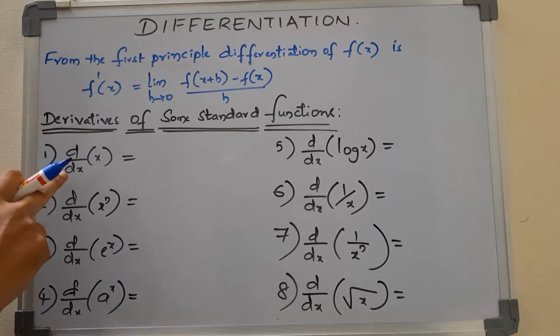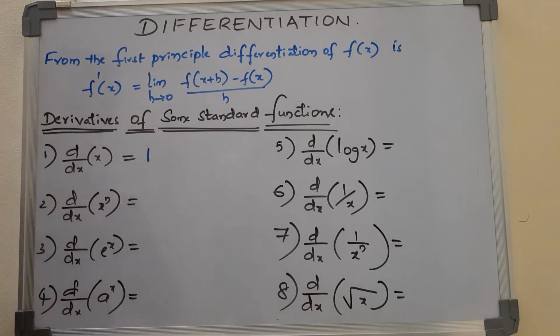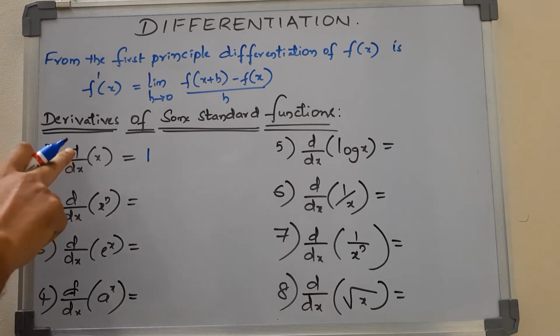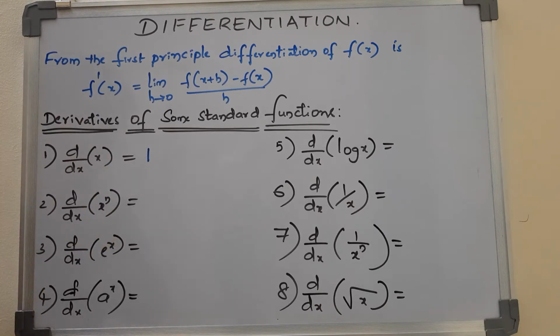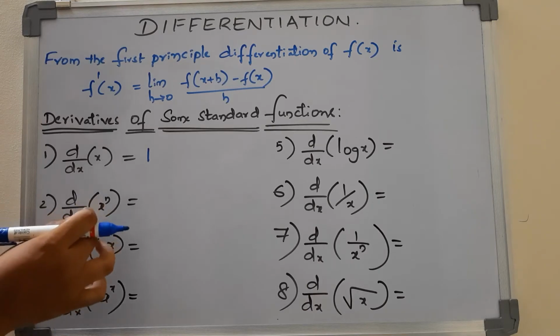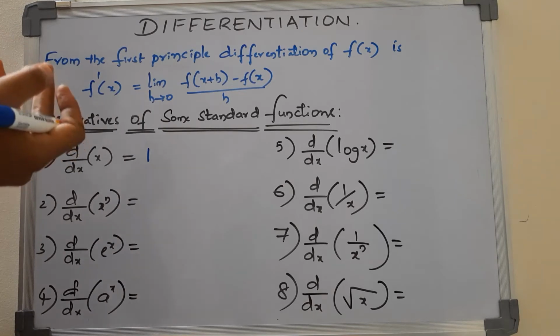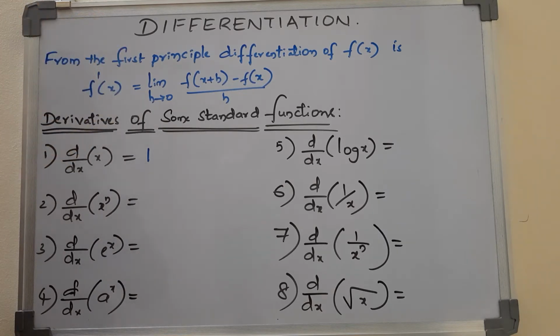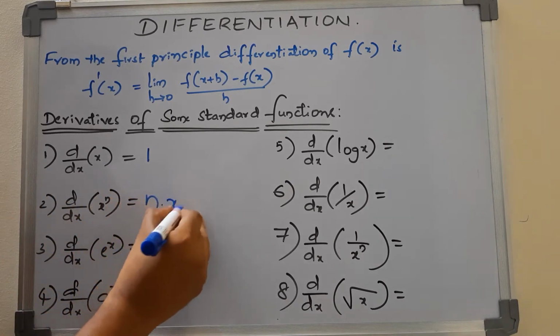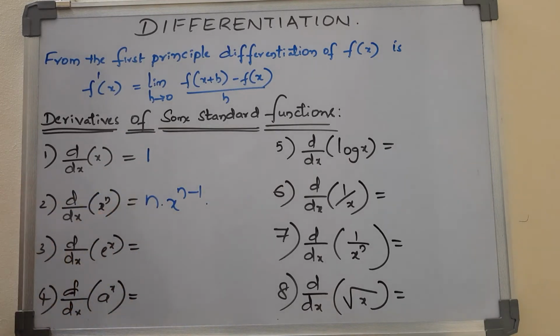First one, d by dx of x. d by dx of x can be written directly as 1. Next, d by dx of x to the power of n. Whenever you see the derivative of x to the power of n, n can be anything: 0, 1, 2, or minus 1, minus 2. n can be an integer, right? d by dx of x to the power of n can be written as n into x to the power of n minus 1. This is the derivative of x to the power of n.